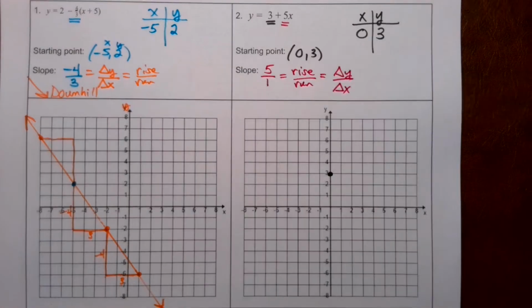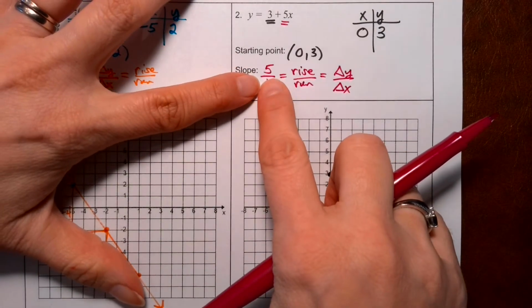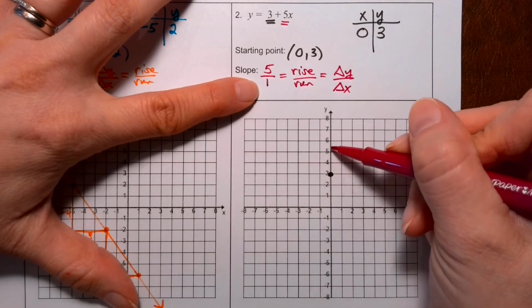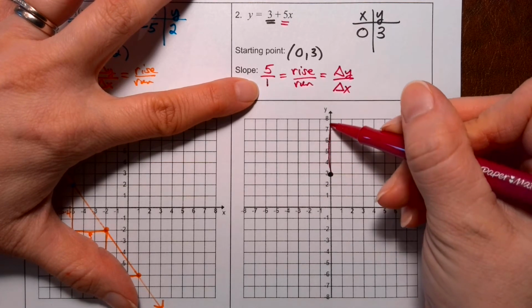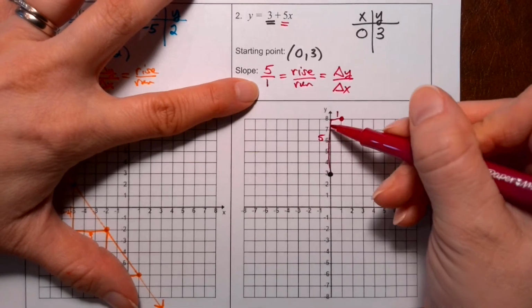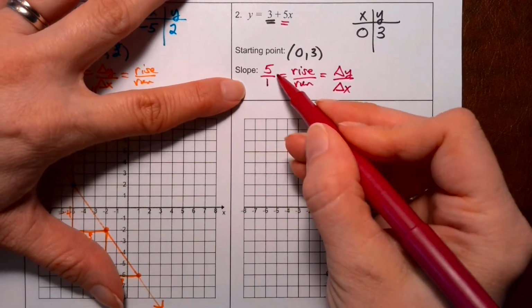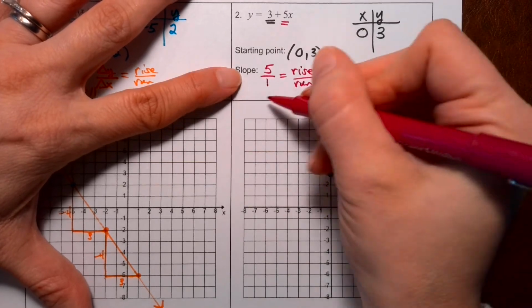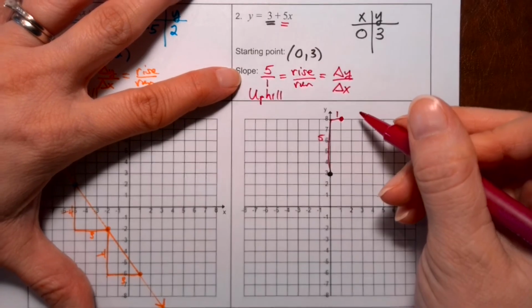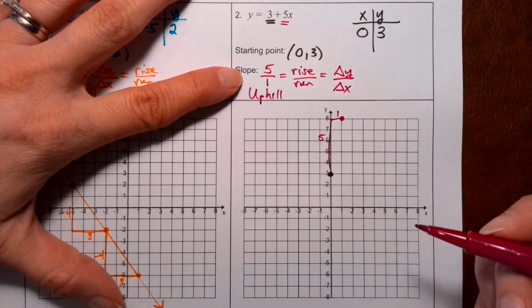Now let's make some more points. I'm going to rise up 5 and over 1. I'm going to rise up 1, 2, 3, 4, 5 up, and then over 1. Rise over run. When you have a slope that's positive, your line needs to be going uphill. And it is. It looks like it's going uphill. I need to make some more points.